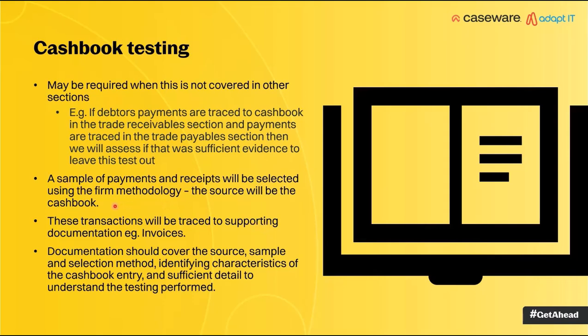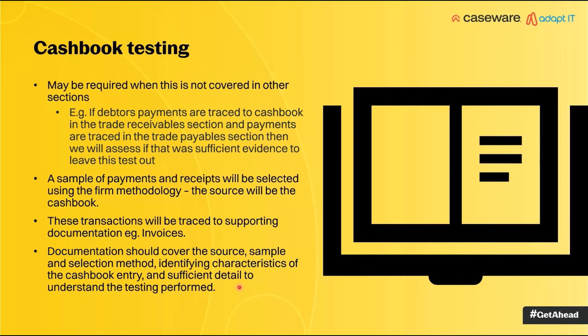Firstly, select a sample of the payments made and received, so a sample of the records in the cash book, and then go and trace them to supporting documents to show that this really did involve money. It was cash. Right. Important that your documentation, your working papers, should cover the source from where did you select this, and this will always be the cash book, because we're trying to test that the cash book processing was correctly treated going forward in the accounting process.